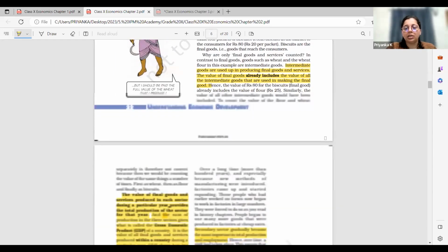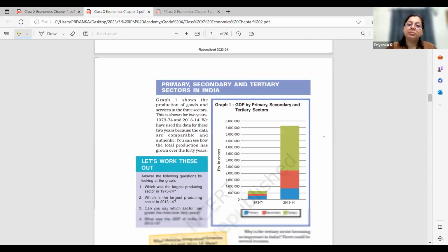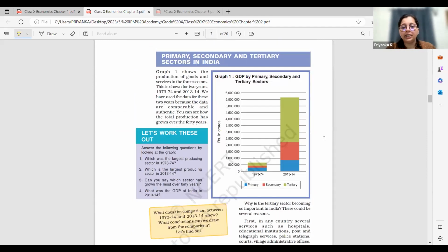Now we have a chart. So GDP by primary, secondary, and tertiary sectors. In 1973-74, we can see that the primary sector was contributing a little more than the secondary and tertiary. But when it came to 2013-14, the blue one is primary, the red one is secondary, and the green one is tertiary. So you can see that between 1973-74 and 2013-14, the contribution of the tertiary sector to the Indian GDP has tremendously increased, which is what I was discussing. So the tertiary sector is now by far the largest contributor to the GDP of our country.